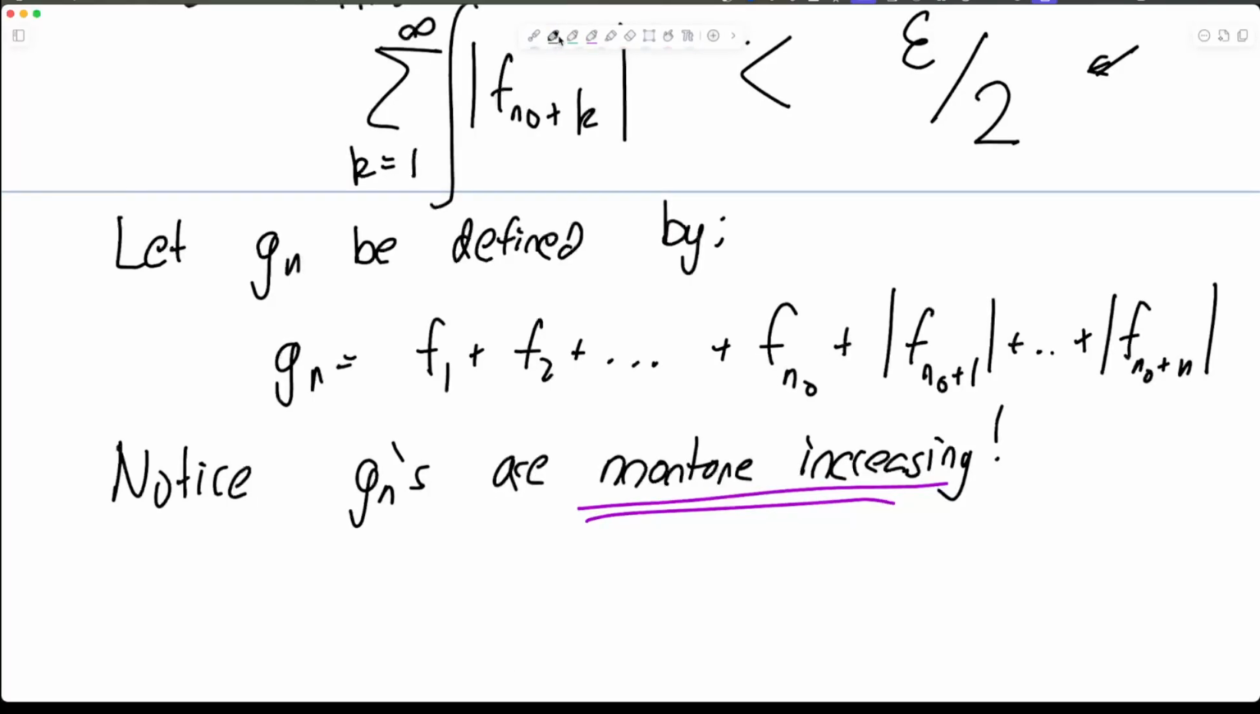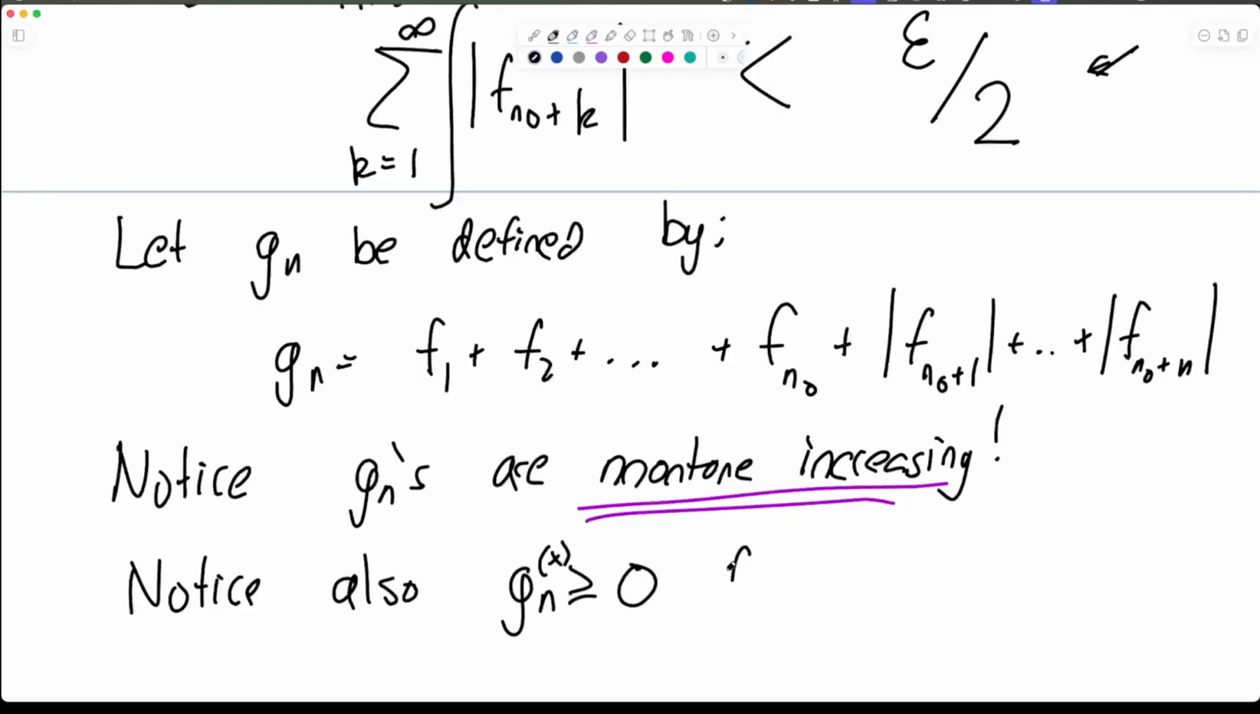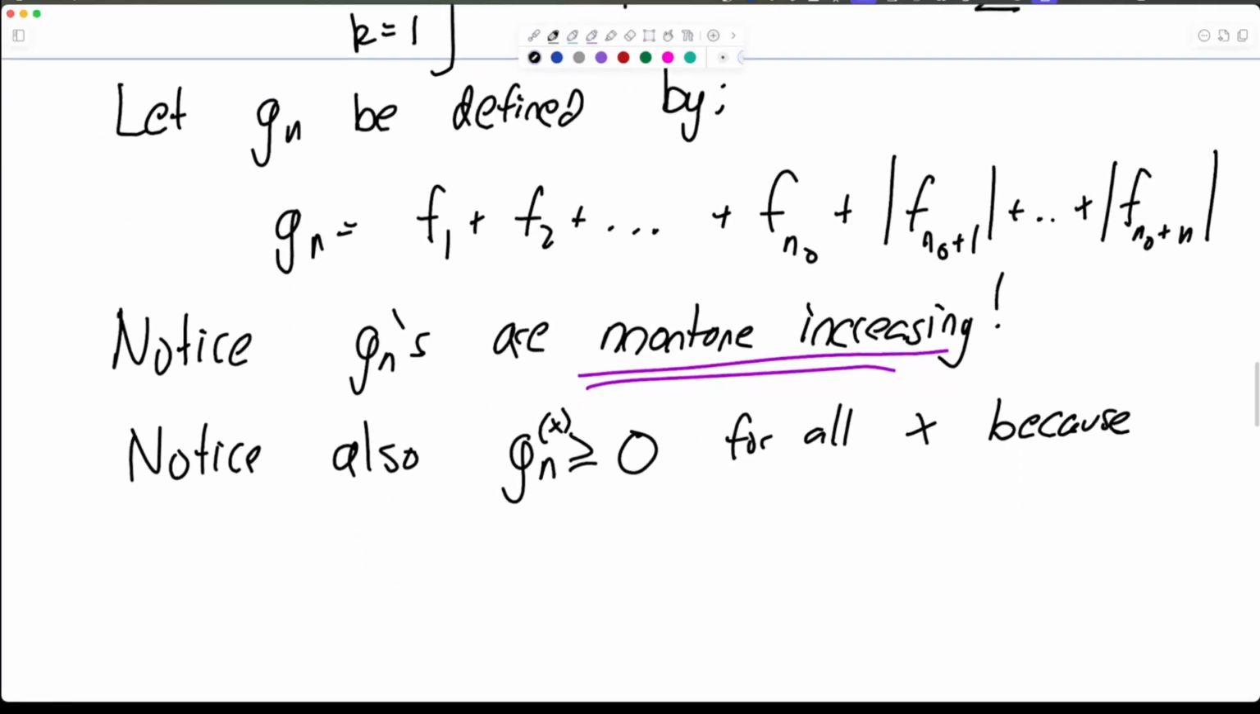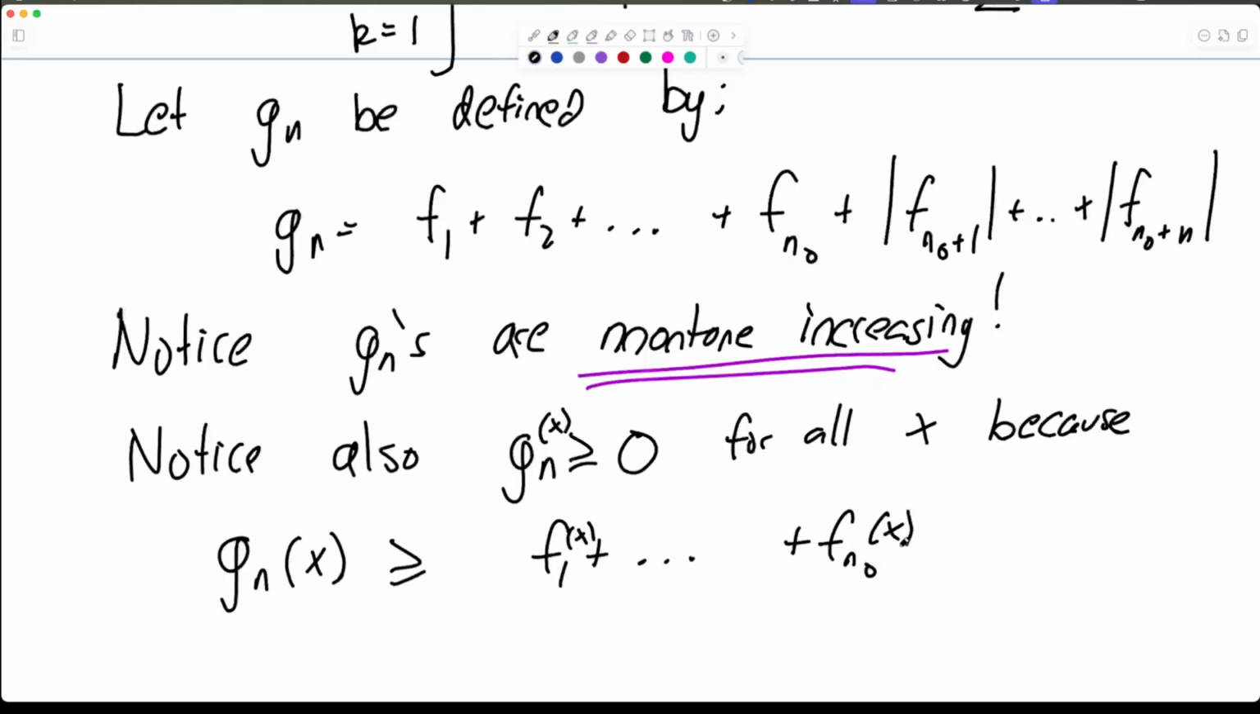So notice also, the Gn is greater than 0, and by that I mean Gn of x is greater than 0 for all x, because basically Gn of x is greater than f1 plus dot dot dot plus fn of x. Let me write it with the x's in. So f n naught, and then f n naught plus 1 plus dot dot dot plus f n naught plus n of x. Gn is the same thing with the absolute values, so it's greater than what it would be if you got rid of the absolute values.